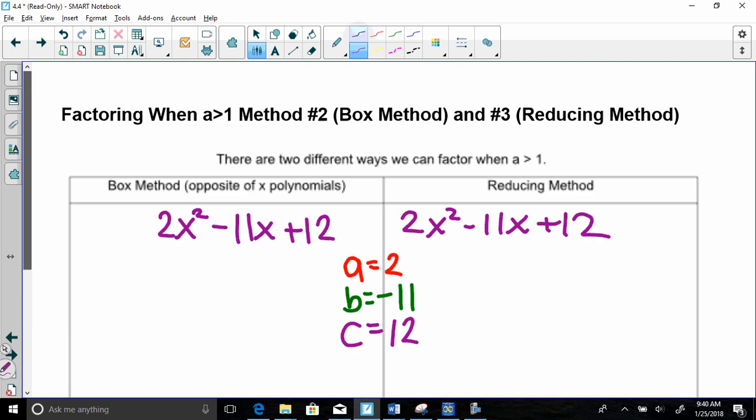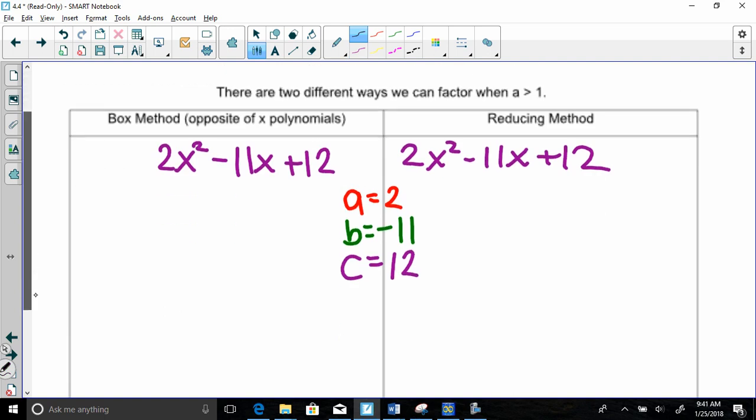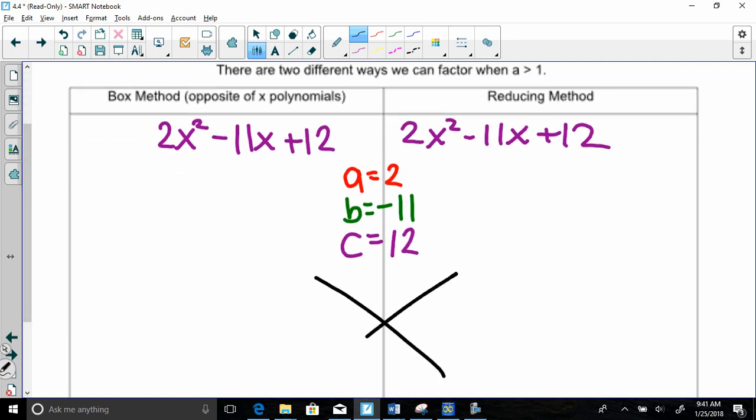So then we do our ACB. So it looks like this. And what is A times C? What is 2 times 12? 24, right? And what is our B? What are we adding to? Negative 11, right? So I know if I'm multiplying to a positive, both signs have to be the same. That doesn't matter if they're negative or positive. But if I'm adding to a negative, what are both the signs going to be? Negative, right?